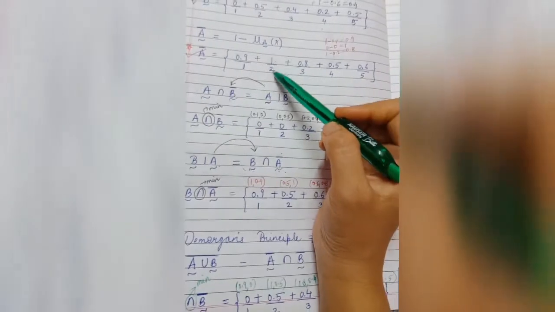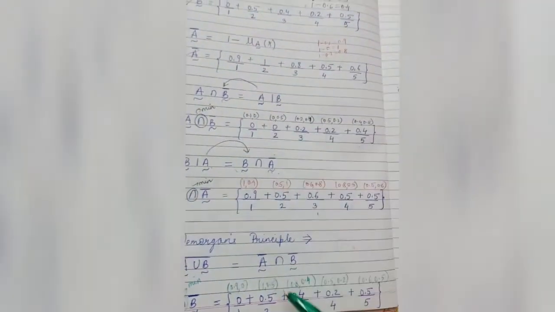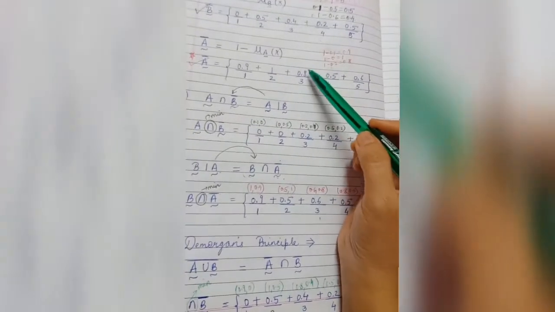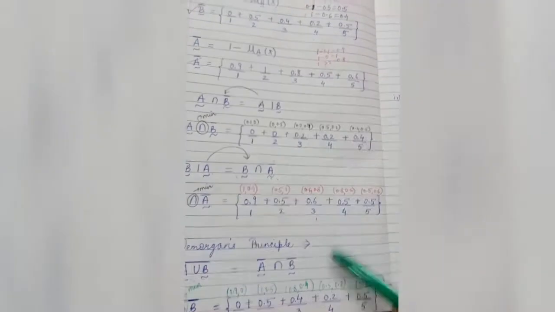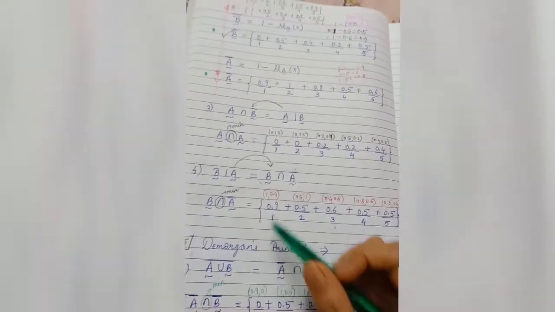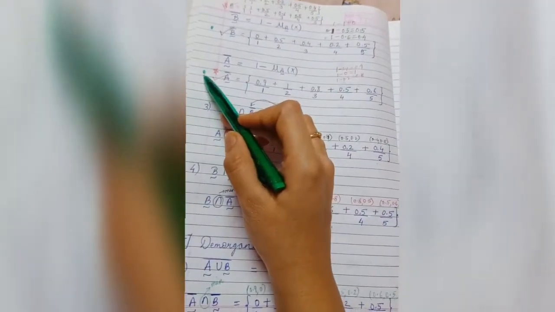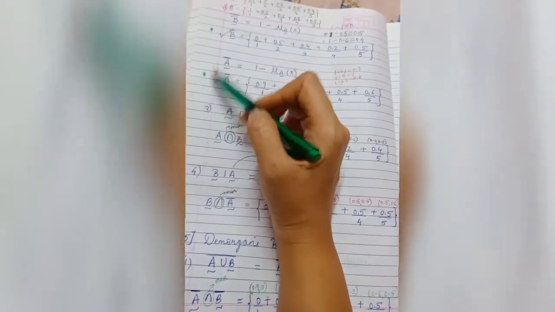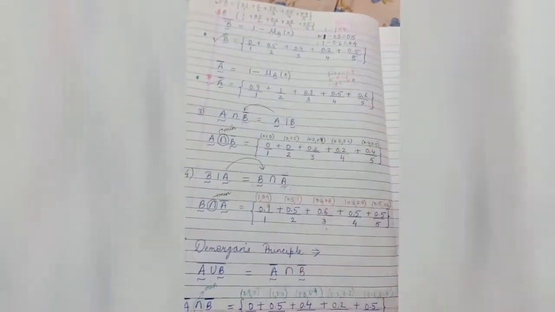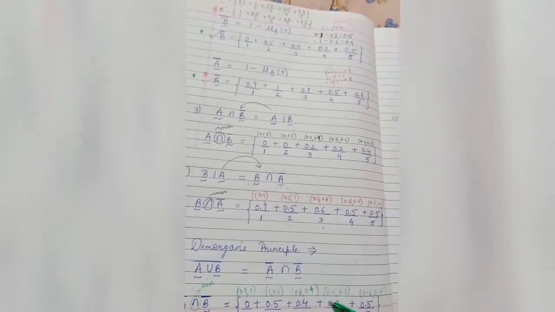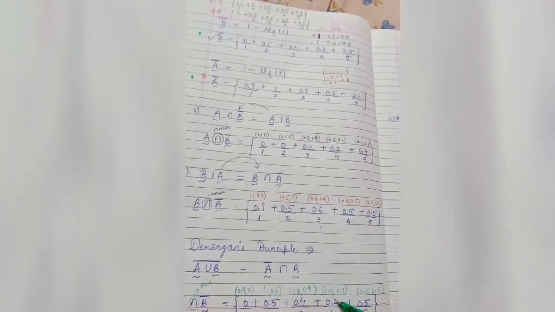Next, 1 and 0.5, minimum is 0.5. Third element, 0.8 and 0.4, minimum is 0.4. So for this we are considering these two marked sets. Now for the fourth element, 0.5 and 0.2, minimum is 0.2. We'll write it as 0.2 upon 4.